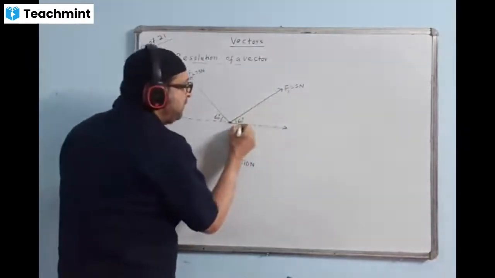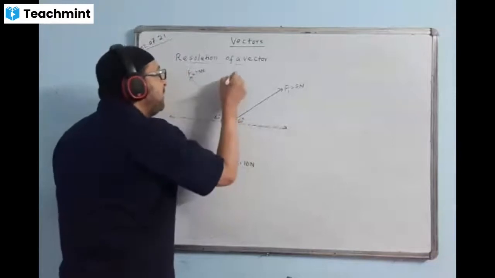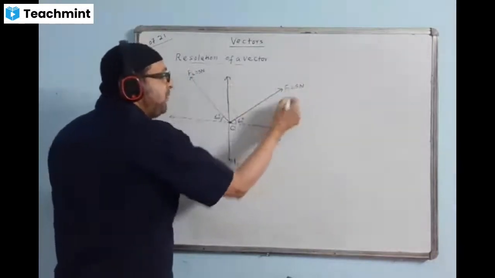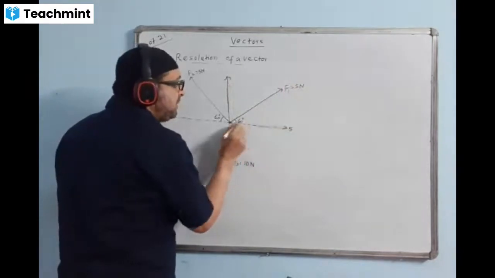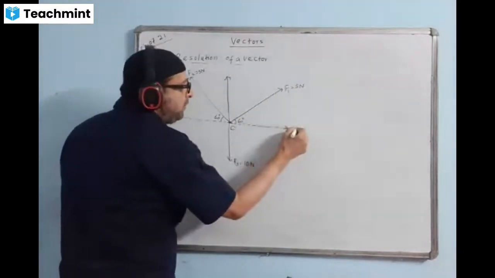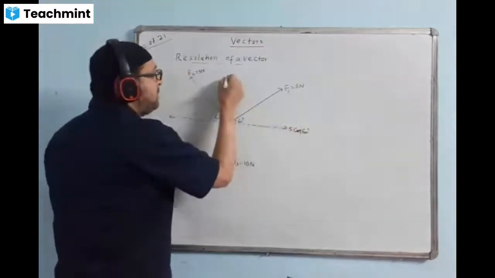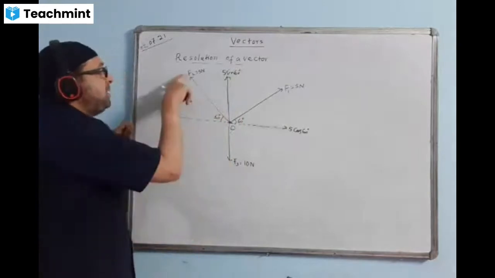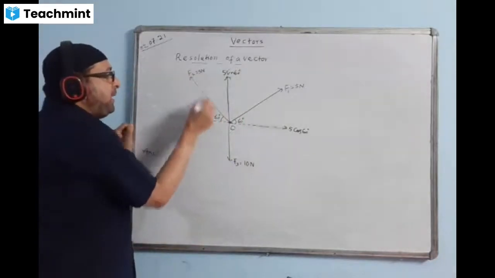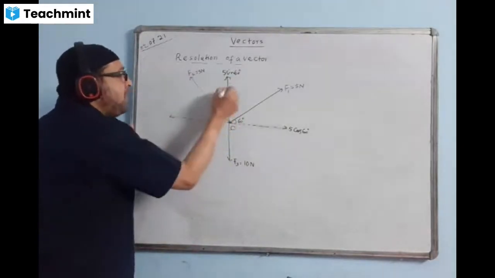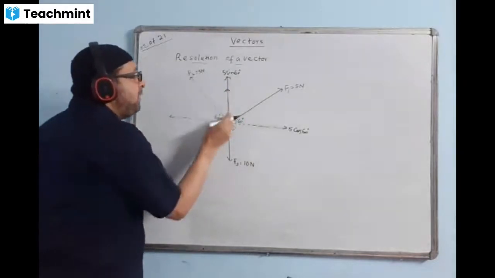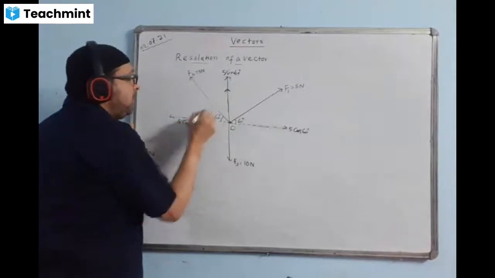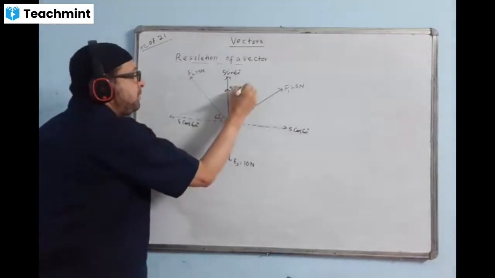F1 I break now. One component will come here, another component will come here. What is the value coming? This is 5, so I write directly 5. This is the angle, so this will come in cos form: 5 cos 60 degrees. This will come 5 sin 60 degrees. Similarly, F2 is also 5. This also I break here. One component will come here, another component in the same direction here. This will be 5 cos 60, and this will be 5 sin 60.